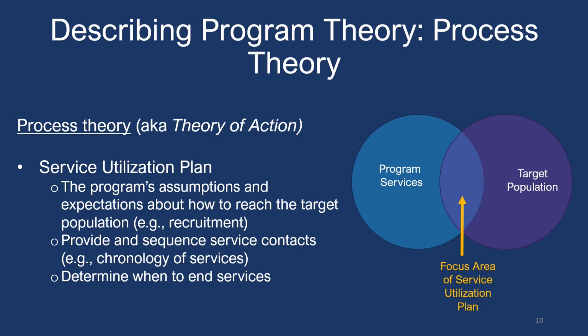The key focus here is where the service and where the target population overlap or are in contact. And that's why I threw the little Venn diagram in. We have our program services that we're offering to our target population. We have our target population that needs to come into contact with those services to benefit from them. And so there's this little overlap where the service utilization plan, that's what that's targeting.